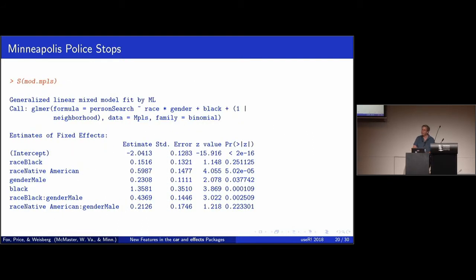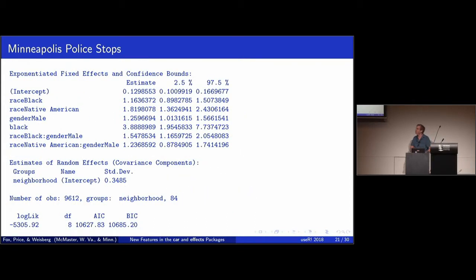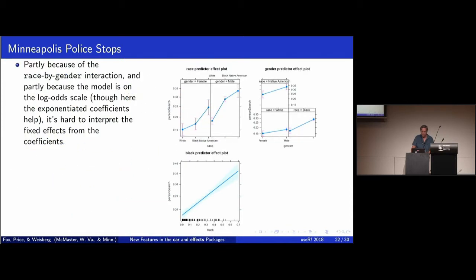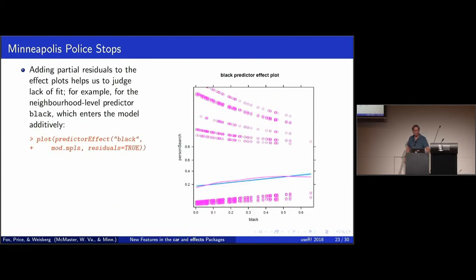Okay, so the summary of the model, which I'll pass over quickly, by default includes, for a logit model, which this is, exponentiated coefficients, that is, multiplicative effects on the odds scale. But because the model includes an interaction, it's difficult to understand what the model is saying about the data just from the coefficients. So here, for example, are all of the predictor effects in the model. And here is a partial residual plot for the predictor black, which we've assumed has a linear effect, and that seems to be nearly the case.